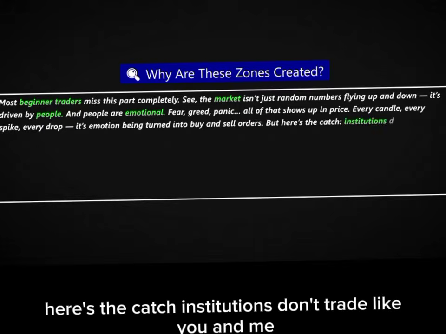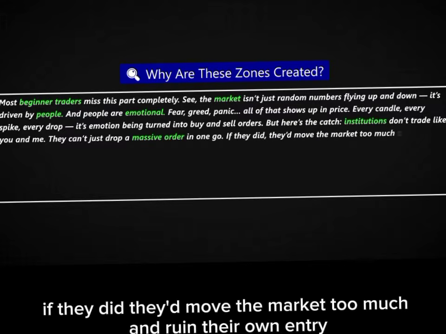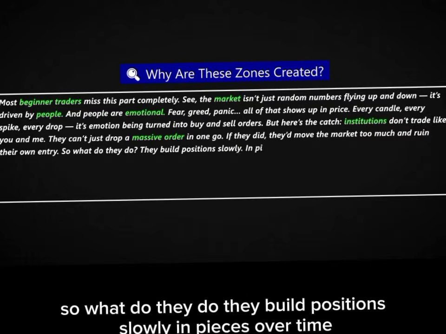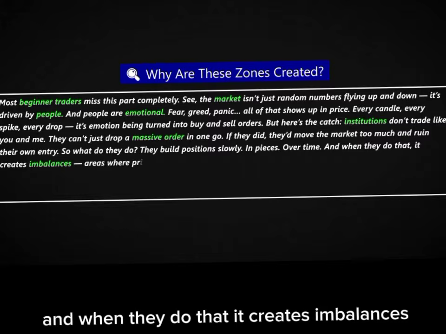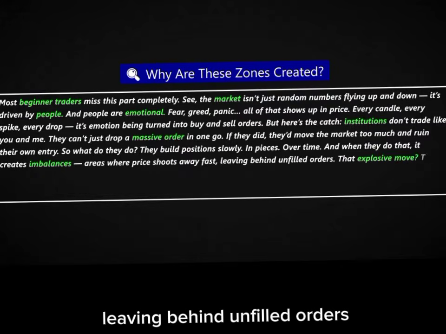But here's the catch. Institutions don't trade like you and me. They can't just drop a massive order in one go. If they did, they'd move the market too much and ruin their own entry. So what do they do? They build positions slowly, in pieces, over time. And when they do that, it creates imbalances, areas where price shoots away fast, leaving behind unfilled orders.